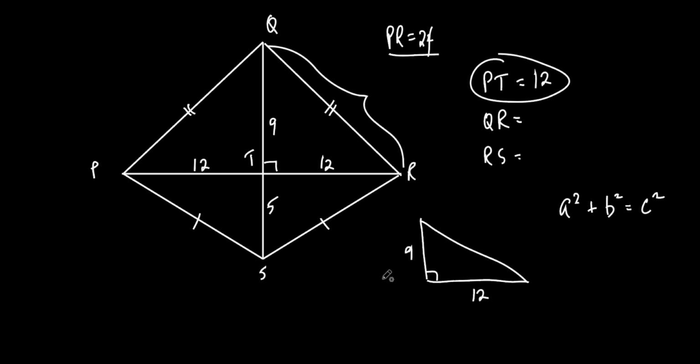So the A and the B are the two legs. The C is always the hypotenuse. All right, so let's do it. 9 squared. So I go 9 squared plus B squared, which is 12. And that equals C squared, because we don't know that. That's what we're trying to find, isn't it? We're trying to find QR. So that little C is our QR.